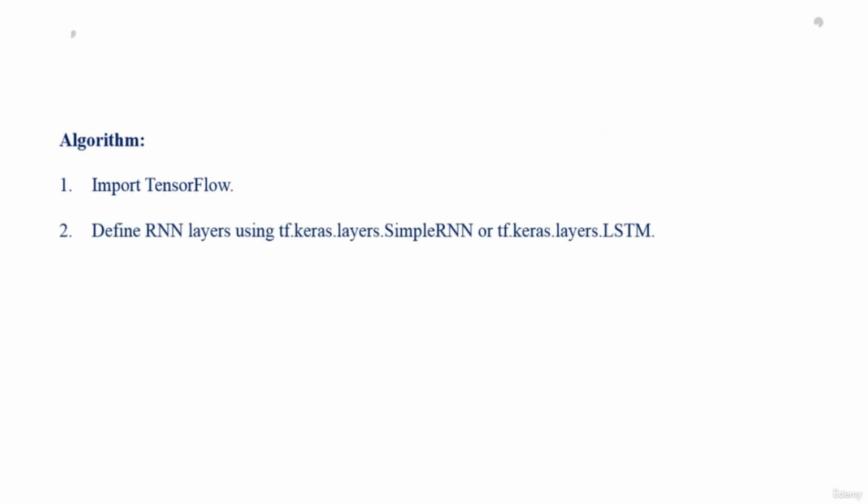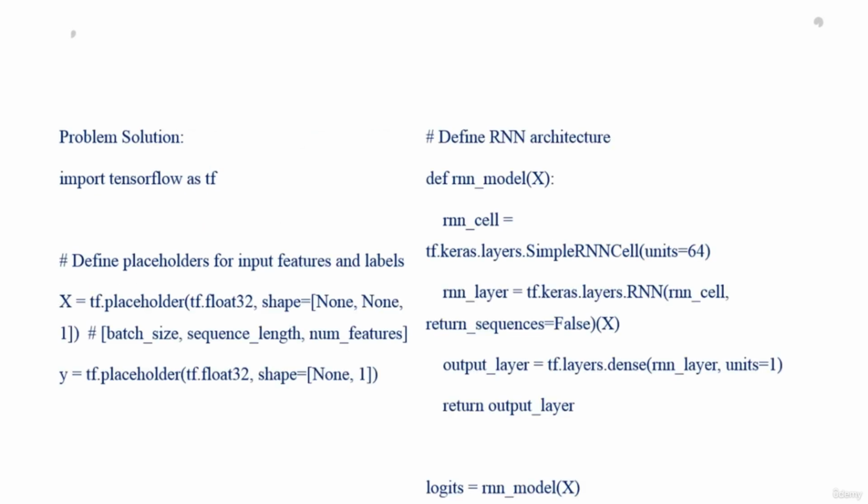Algorithm. Import TensorFlow. Define RNN layers using tf.keras.layers.SimpleRNN or tf.keras.layers.LSTM. Add output layers for prediction. How the code is working: the RNN_model function defines an RNN with a specified number of units. It processes sequences and produces predictions using a dense output layer.